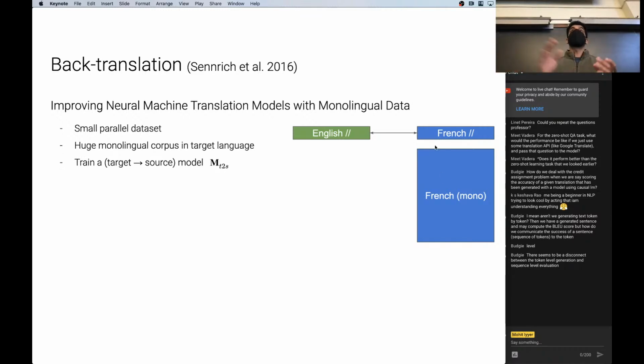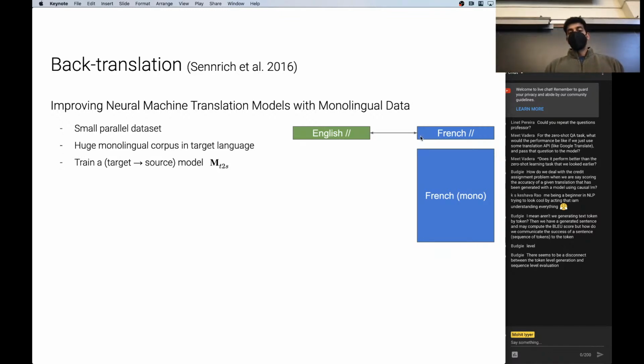So then you take this model, which is not good, and you use it to translate the monolingual data that you have, this French data, into English. So you can learn both sides of this translation, right? English to French, you can learn French to English. You have the same data used for that. You just flip which side you're doing.